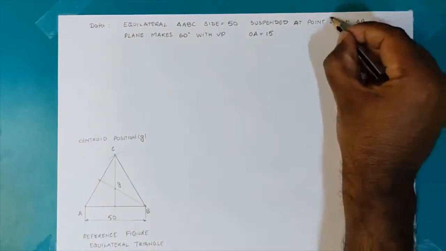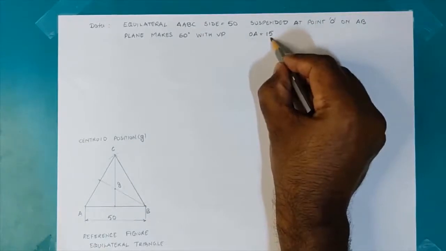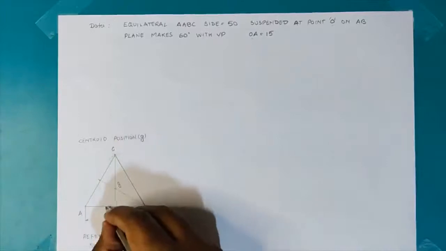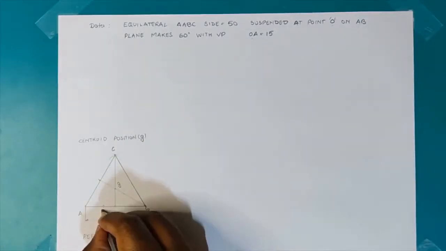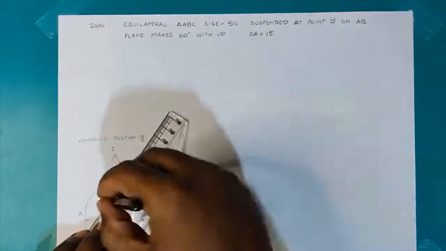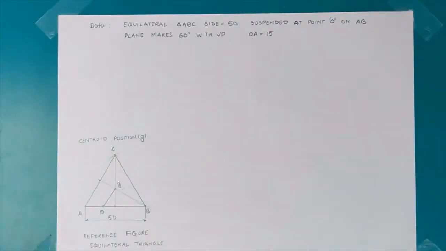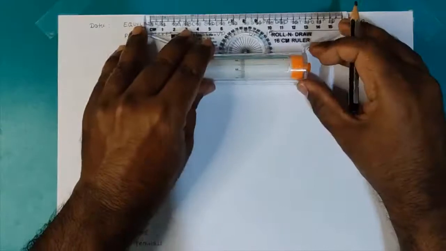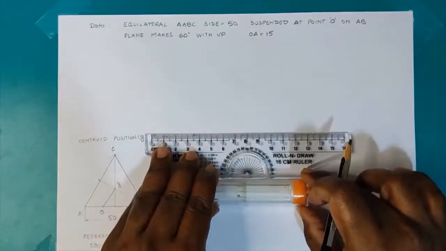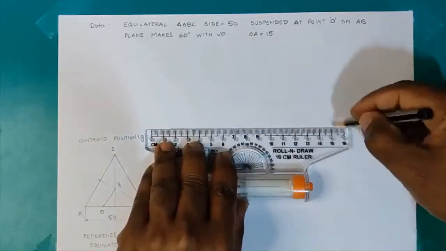Now I have to locate point O, which is 15 mm from point A. So I take a distance of 15 mm and mark the location of point O on line AB. I'll join this point O with G and then I'll be using it in step 2. So I'm drawing the horizontal XY line.